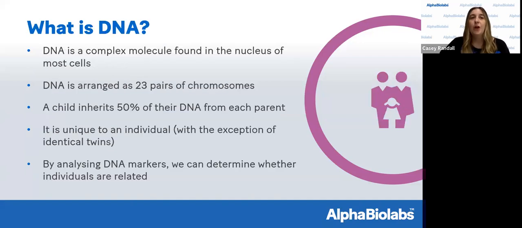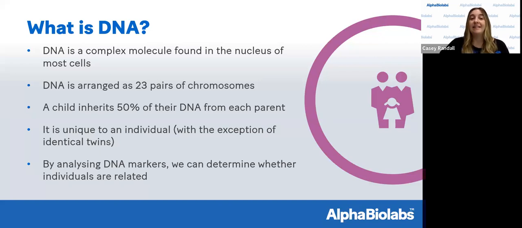So first of all, what is DNA? In a nutshell, it's a very long, very complex molecule found in the nucleus of most cells. It's a chain of letters represented by A, G, C, and T, and these are the nucleotide bases. And your DNA is arranged as 23 pairs of chromosomes, and you get half of your DNA from each biological parent. Your DNA is unique to each person, with the exception of identical twins.